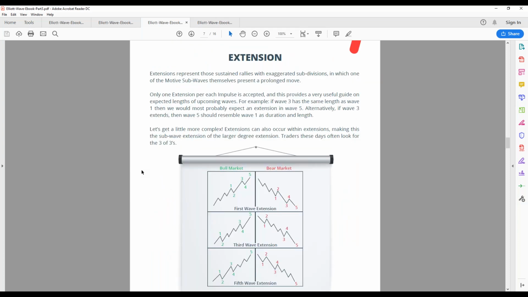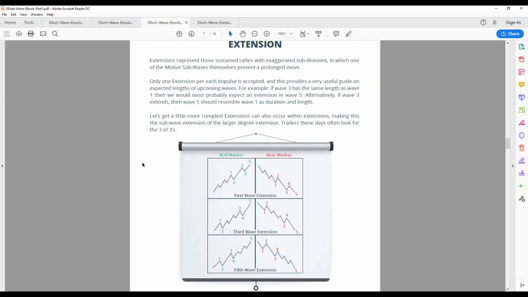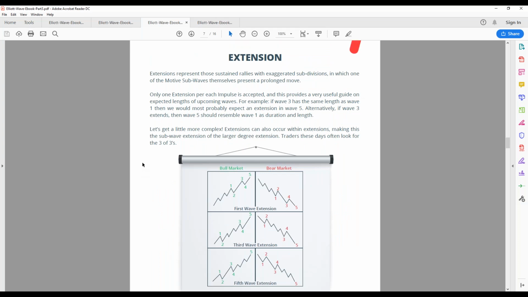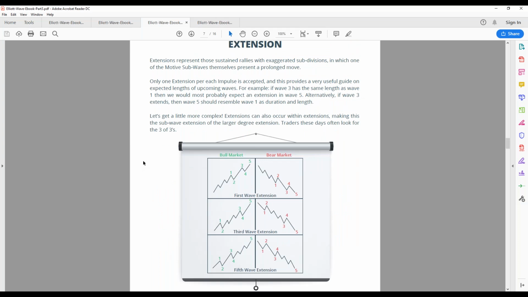So as I said previously, the extension represents those sustained rallies. I was talking about the 3s or 5s a lot, right? So let's say these are some examples right here on the bull market and bear market, extensions, okay? I'm giving some examples here. Usually wave 3 presents the extension. That's for sure in an impulse.